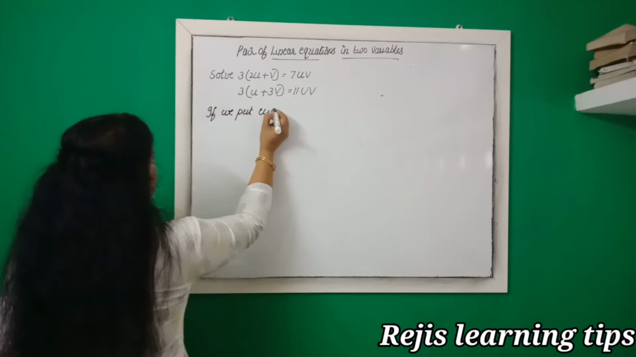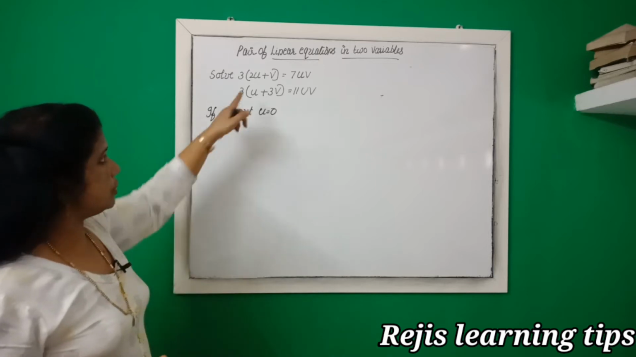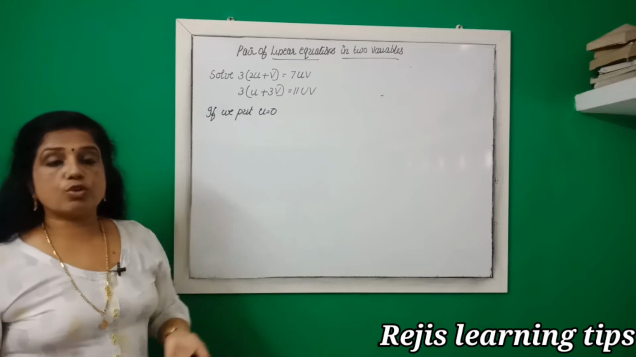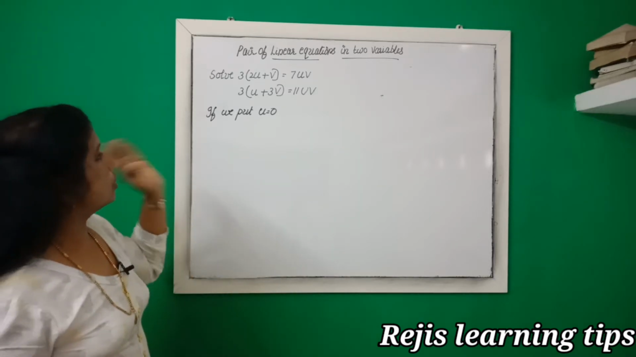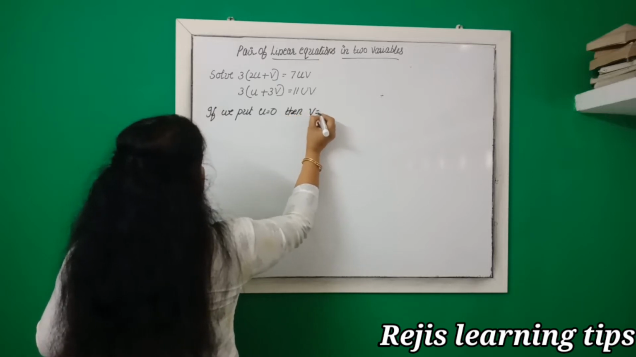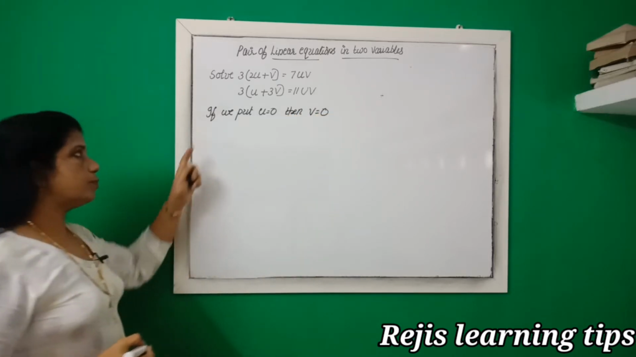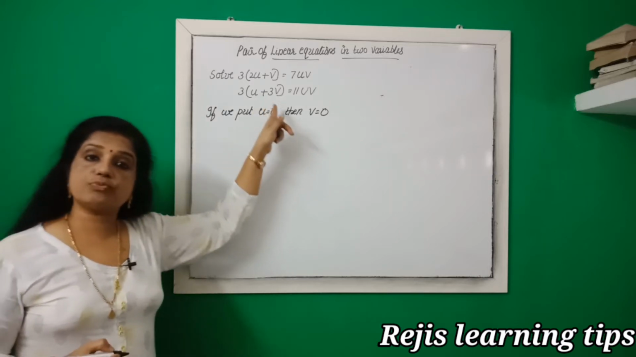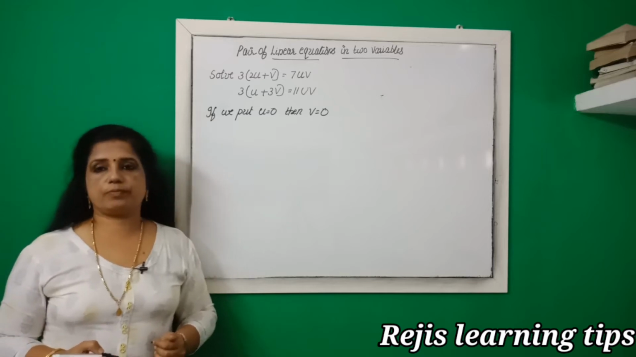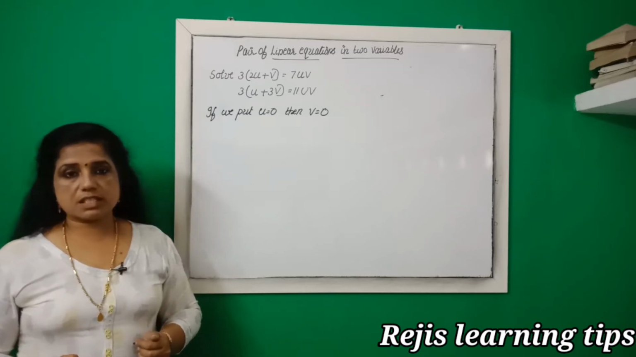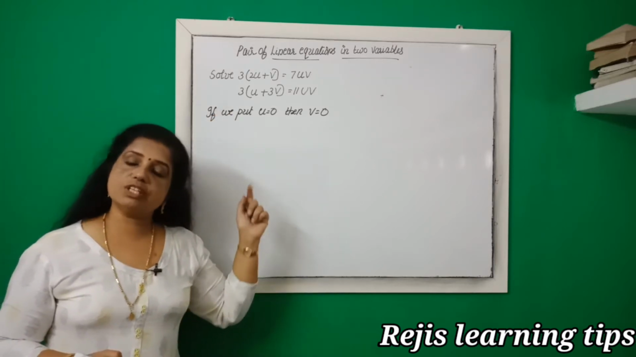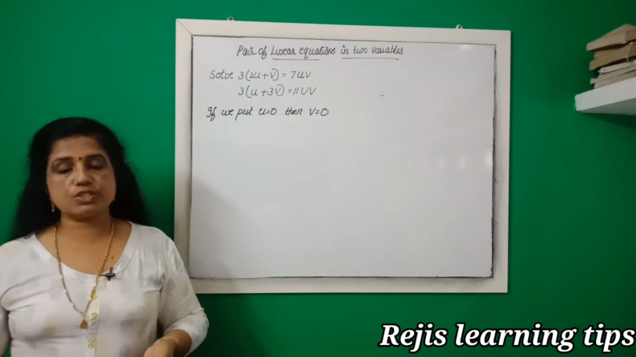If we put u equal to 0, then what about v? v also is equal to 0. If we put u equal to 0 in either of these two equations, then we will get v also 0. Thus we know one solution of these two equations: u is equal to 0 and v is equal to 0.